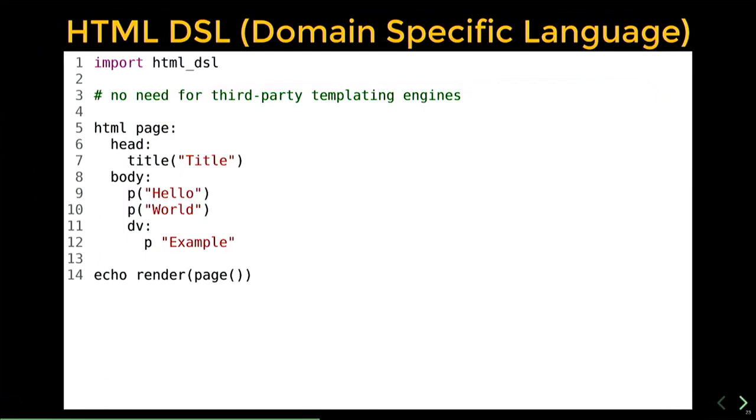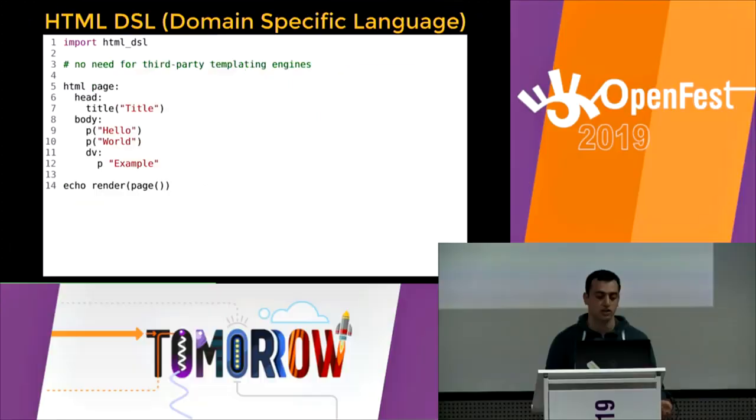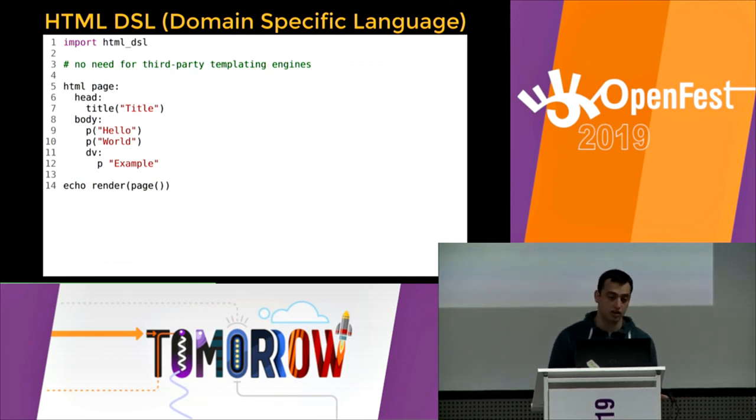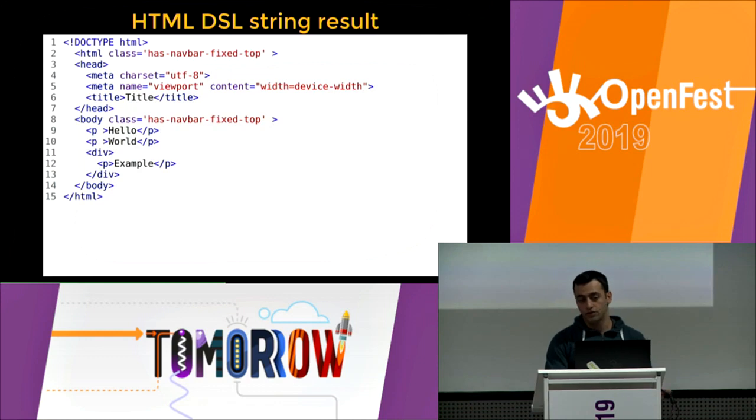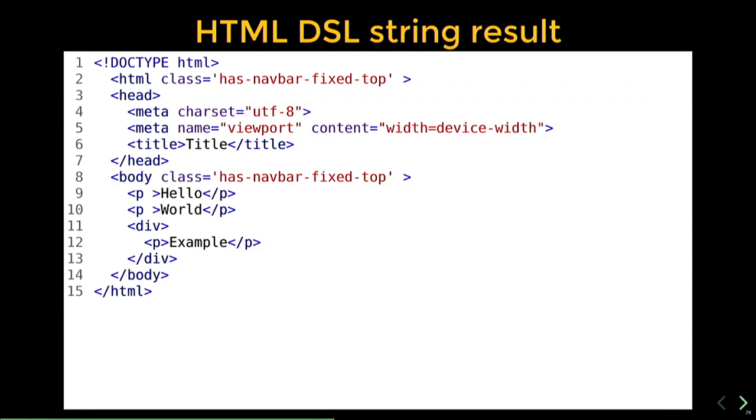We can do some really powerful stuff, like we can define a DSL, which is a domain-specific language, for example, for HTML. So instead of using separate tools for templating and generating our HTML and whatever, we can do all of that inside of our Nim source code with the HTML DSL package from the package manager. And this is going to be the final result after calling render on the page.